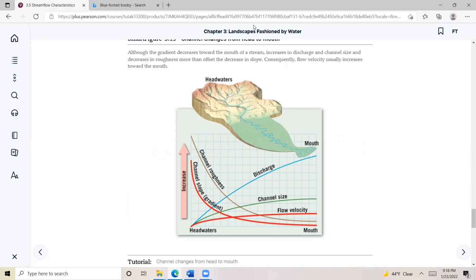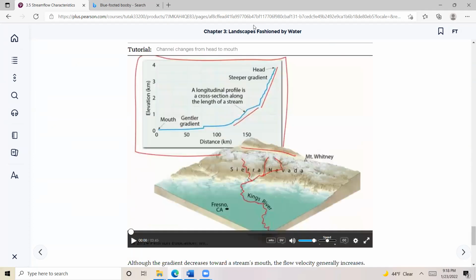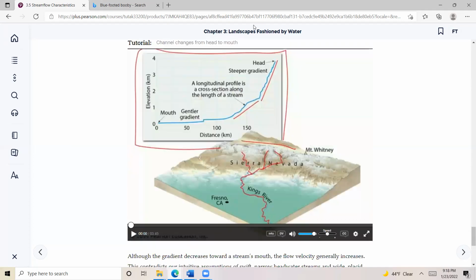In this figure, we'll talk about the cross section of the behavior of the water. I would like you to watch this video really carefully, and the related homework will be coming from this video. If you watch this video, you'll be able to answer the homework.